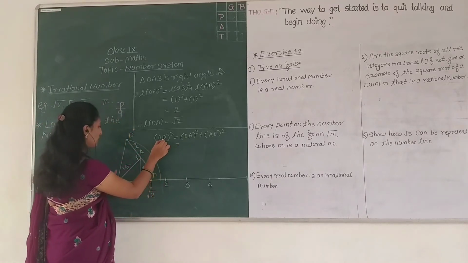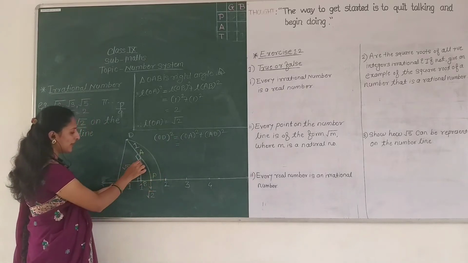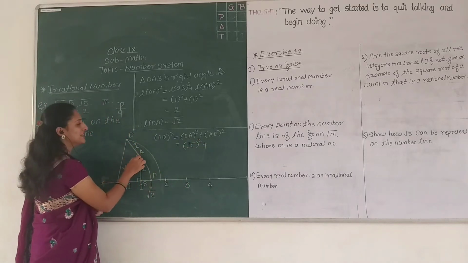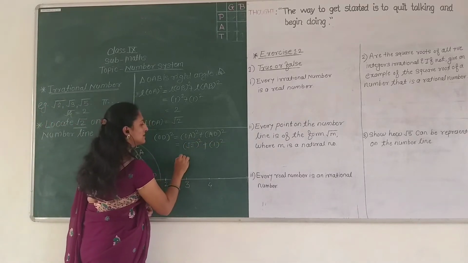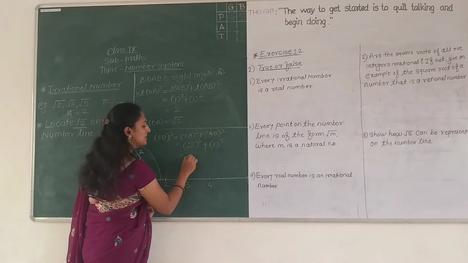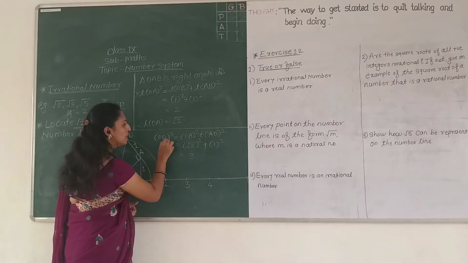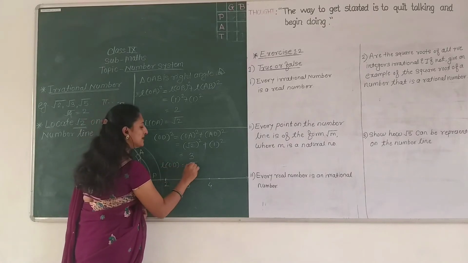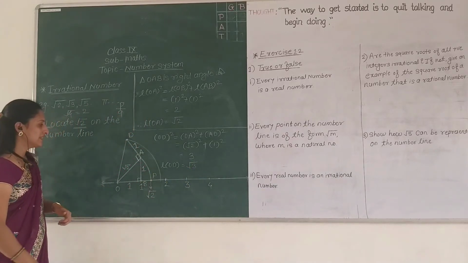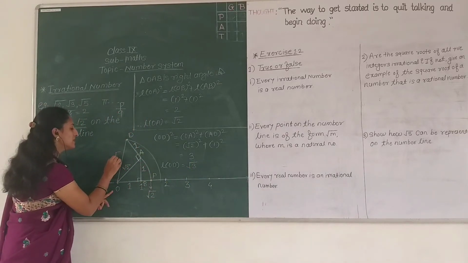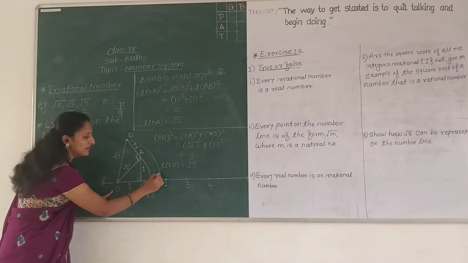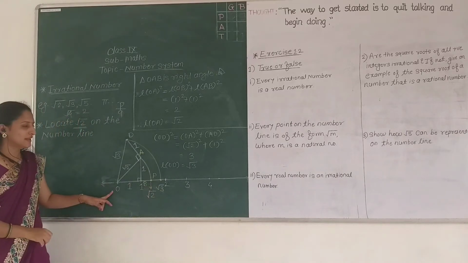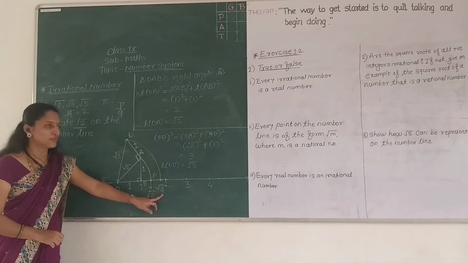That means OA square, here OA is root 2, so root 2 square plus AD is 1 square. Root 2 square is 2, and 2 plus 1 is 3. So length of OD square is 3. That means length of OD is equal to square root of 3. So this point is root 3.